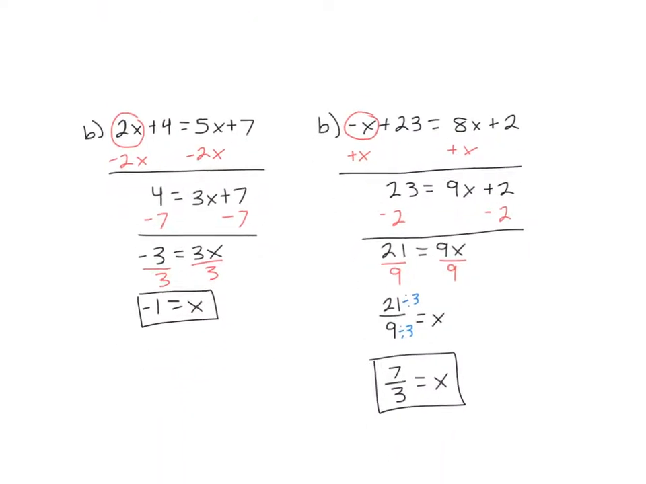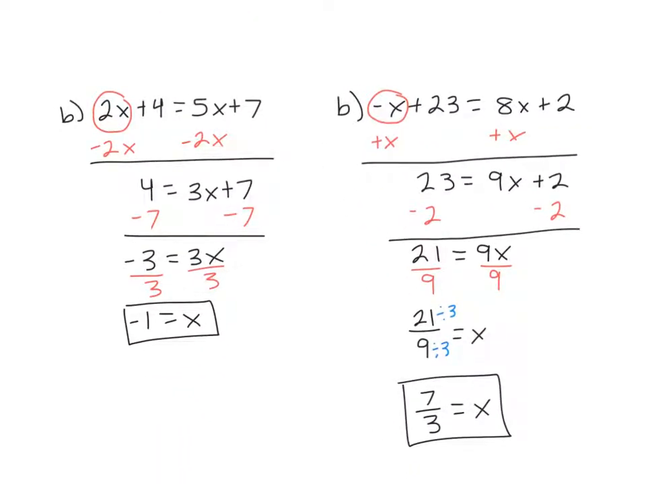Okay, go ahead and check your work here. Remember, it's always going to be easier for us to move the variable with the smaller coefficient. So here, the inverse of positive 2x is negative 2x on each side, leaving us with 3x on the right. And then I'm going to subtract 7. Please check this number. 4 minus 7 is negative 3. I have more negatives, so my answer is negative. And then we should end up with the final answer, negative 1 equals x.